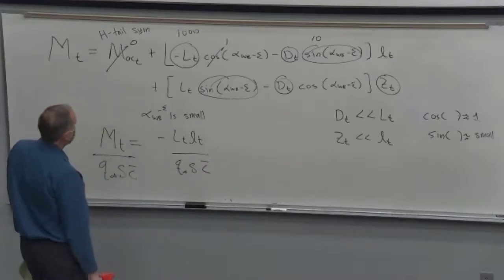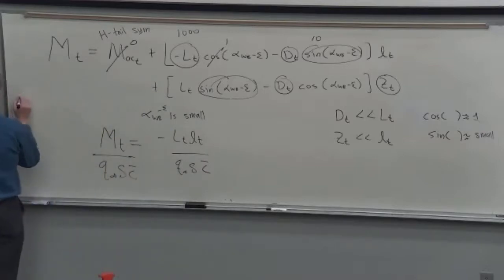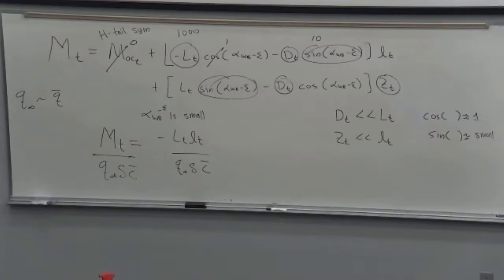By the way, in 324, you almost always use Q infinity, right? Often, this is synonymous with what's called Q bar. They're both dynamic pressure. Q infinity is more related to V infinity for an airfoil, and when you start talking about Q bar, it's more of an average for the airplane, but I'll use them interchangeably, and in the book they will as well.